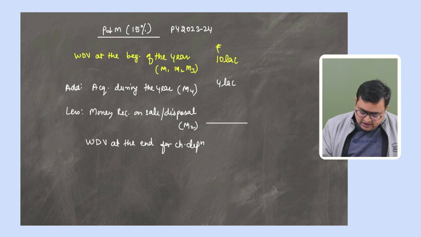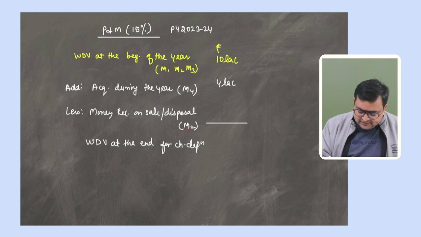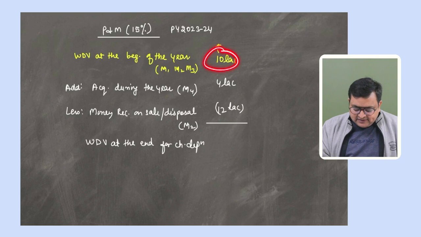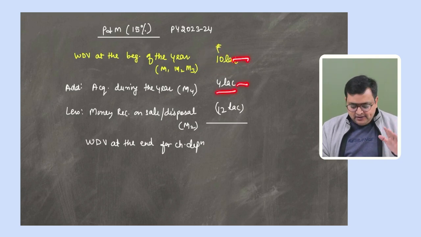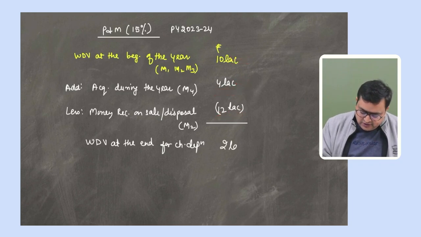Let's say M2 was sold, for example, for 12 lakh rupees. Okay, you have sold M2 for 12 lakh. So what was the opening balance? 10 lakh. Additions during the year is 4. 10 plus 4 is 14. Minus 12. How much is left? You are left with just 2 lakh.